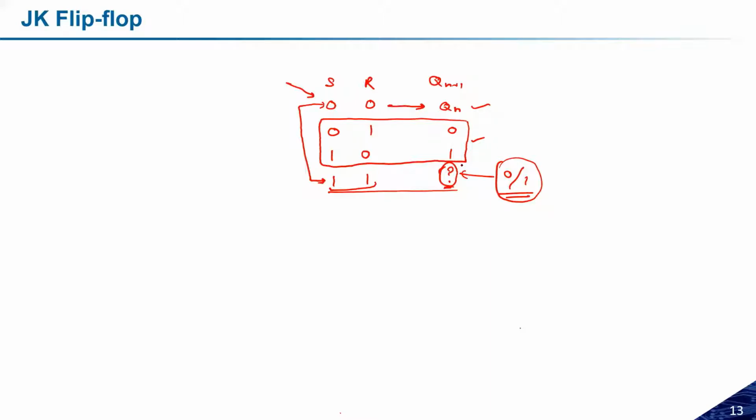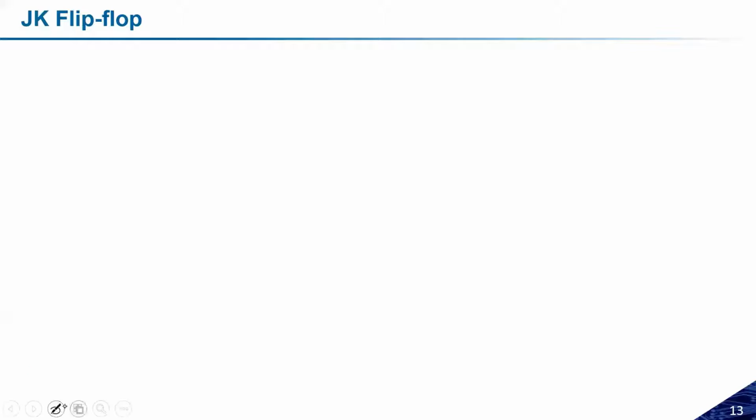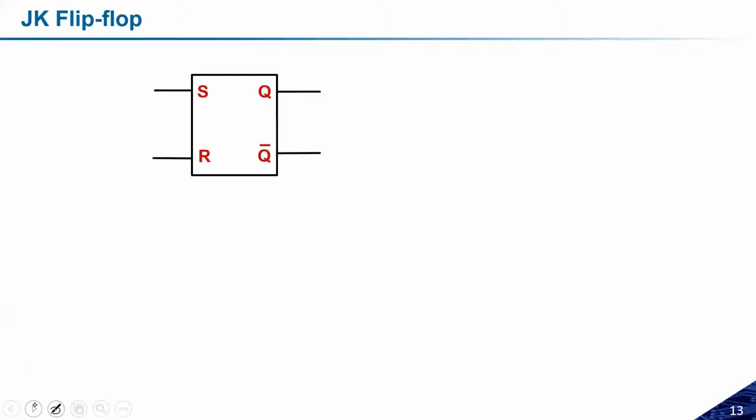So let us try to see how we can avoid that problem with the help of JK. Okay, so the JK flip-flop looks like the SR flip-flop only, with some modification. So what modification do we need to make? Let us try to see here.